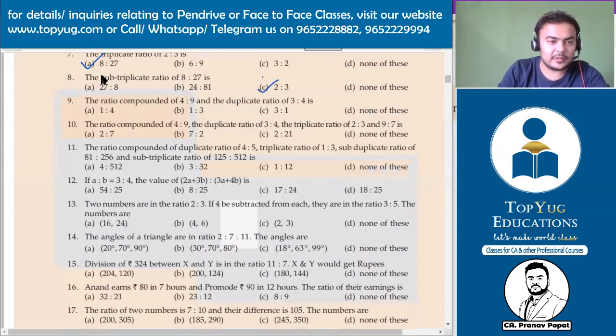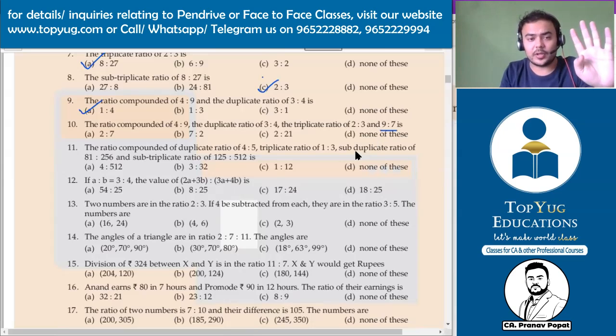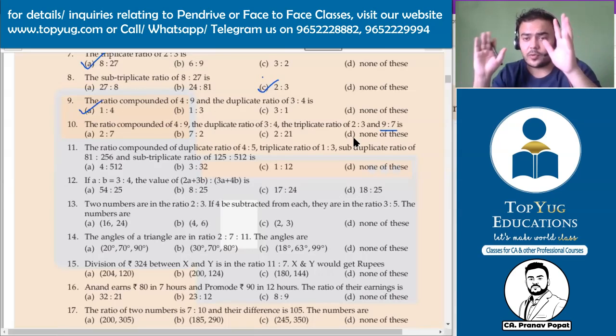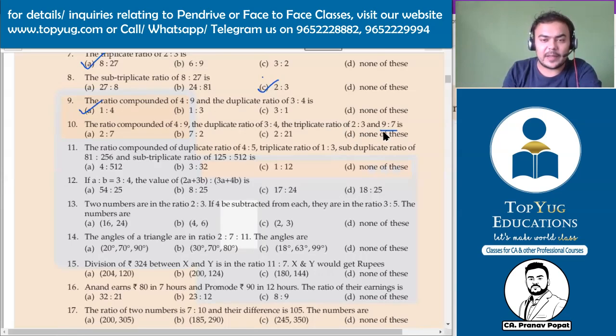So A for 9th. Now for 10th, the ratio compounded of 4:9, duplicate ratio of 3 by 4, triplicate ratio of 2 by 3, and 9 by 7. So there are 4 ratios. One is only 4 by 9. Second is duplicate of 3 by 4. Third is triplicate of 2 by 3. And fourth is only 9 by 7. Now multiply all these 4 ratios.